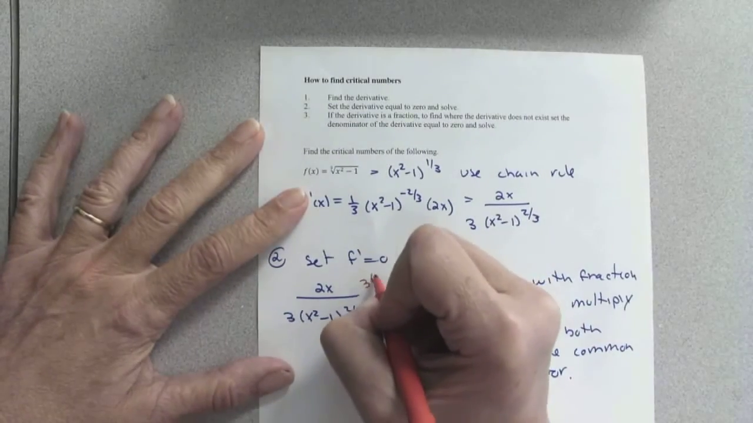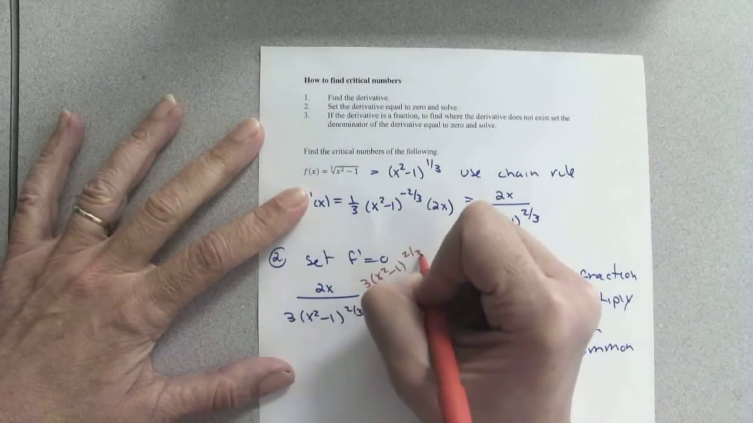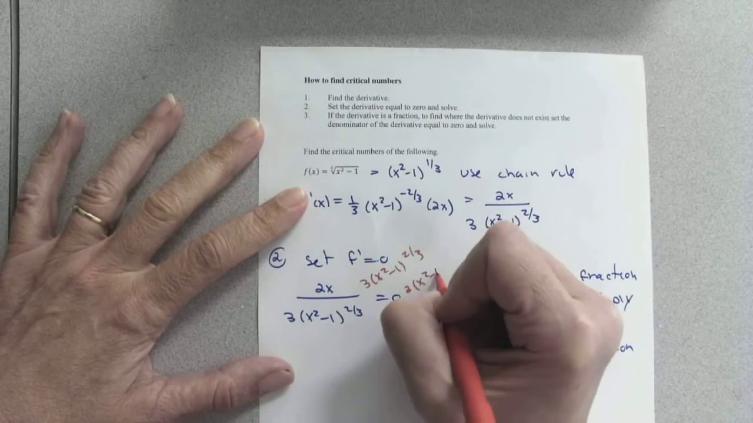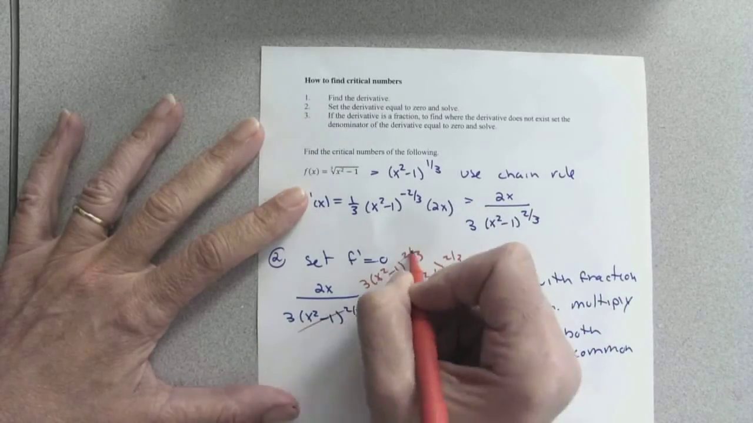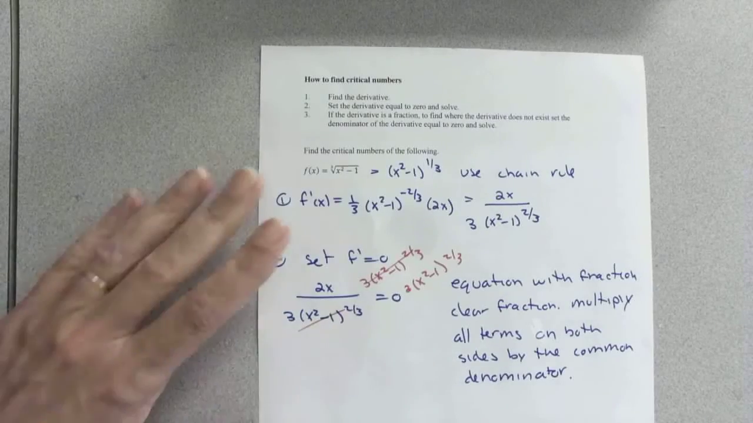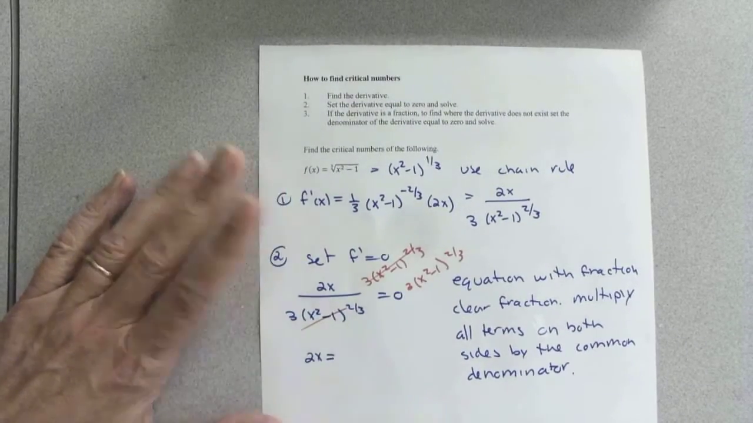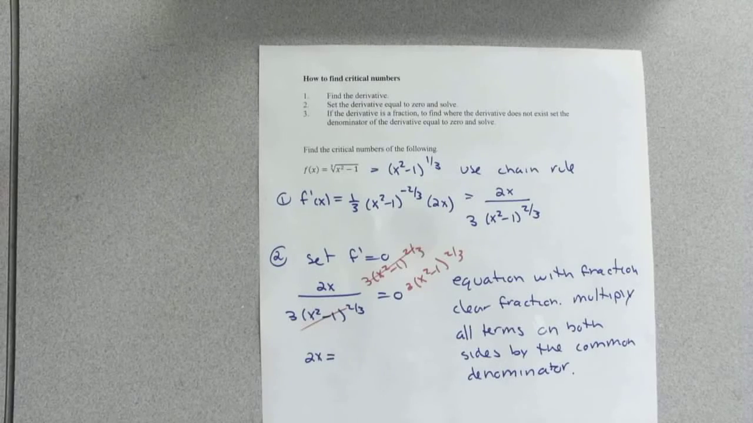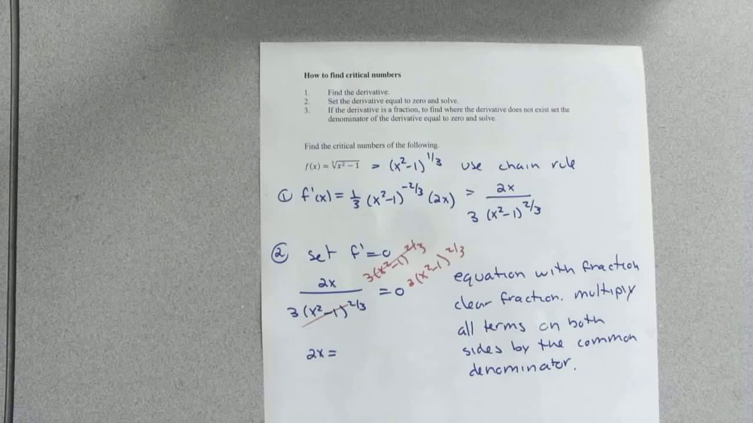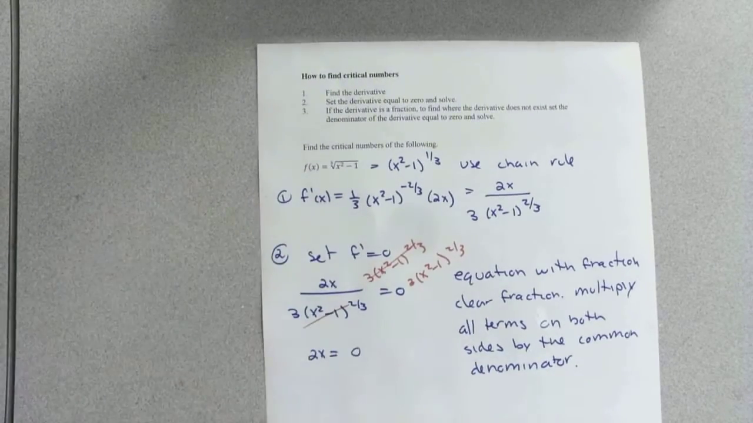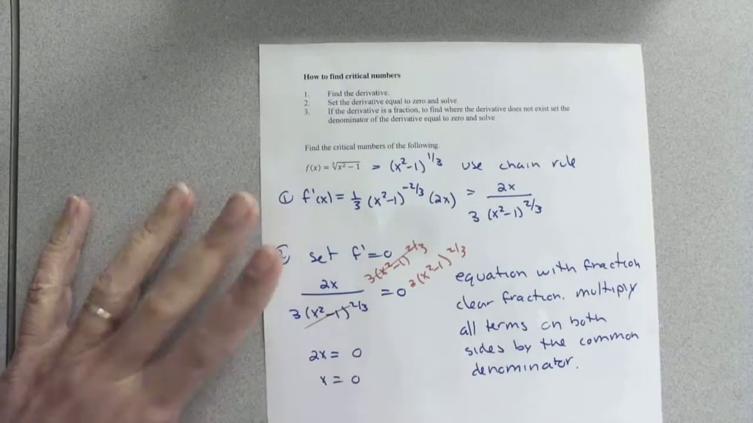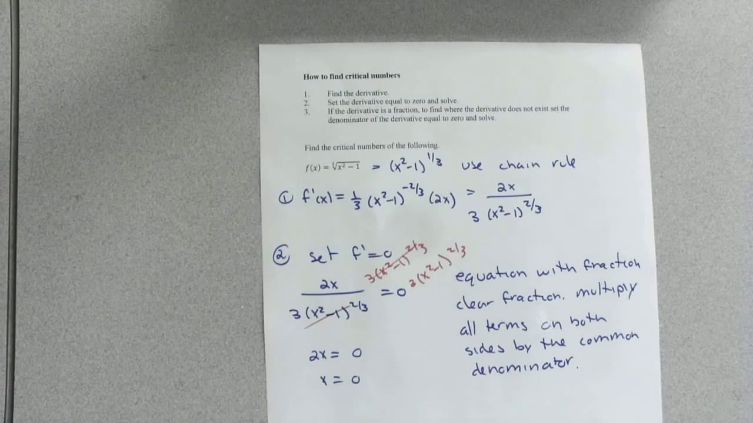So in this case, I'm going to multiply both sides by that denominator. On the left, they cancel. So I get 2x, and on the right, 0 times anything except infinity. And we'll talk more about 0 times infinity later on. But anything times 0, other than infinity, is 0. And so we get x equals 0. So there's one critical number.